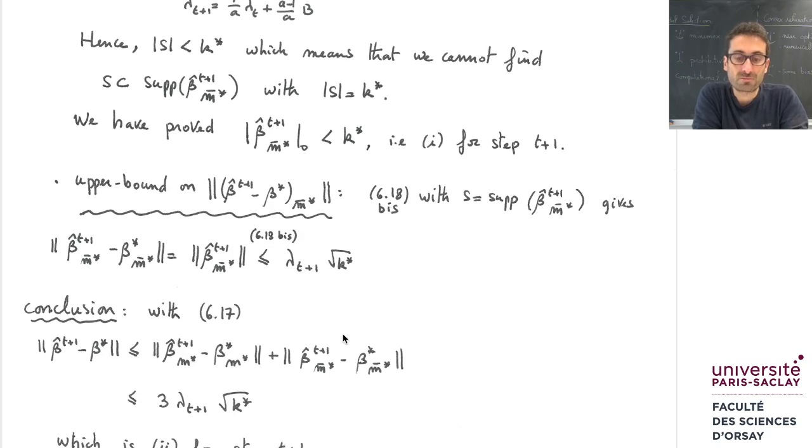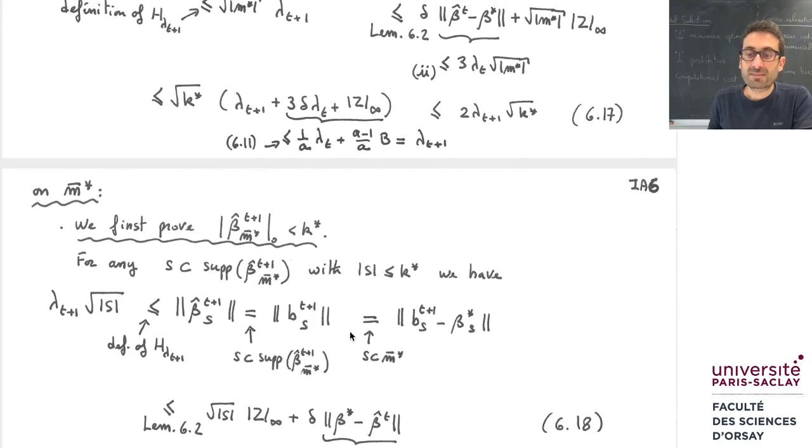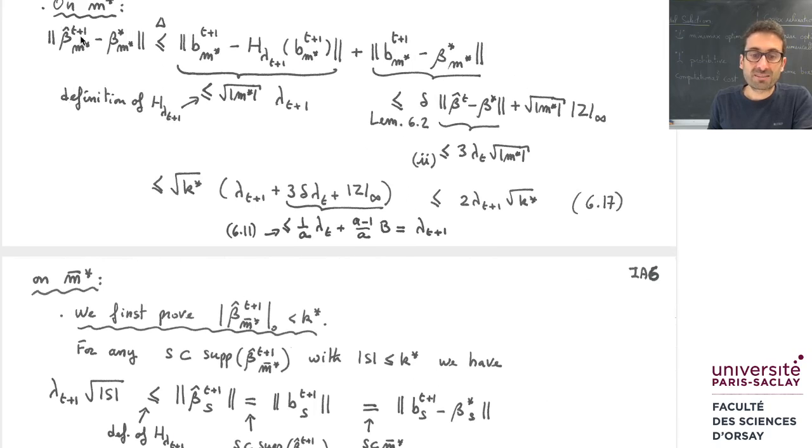So now I want to conclude. In the support of beta star, we have shown that the difference between beta at t plus 1 and beta star is smaller than twice lambda square root k star.